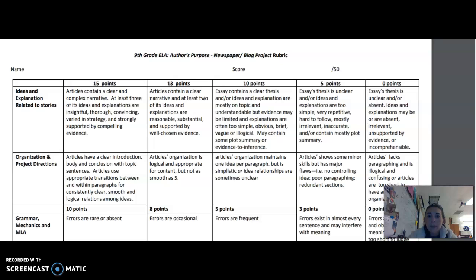Points vary depending upon how these two categories are executed. This includes a 13-point category, a 10-point category, a 5-point category, and a 0-point category. The hope is that everybody achieves the 15-point category for those two areas.